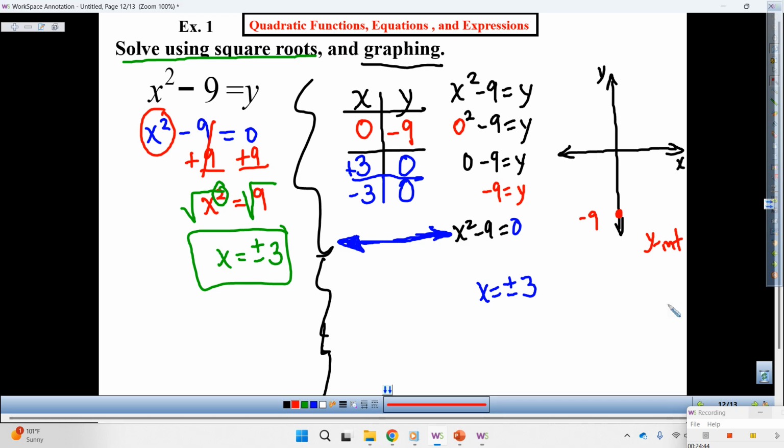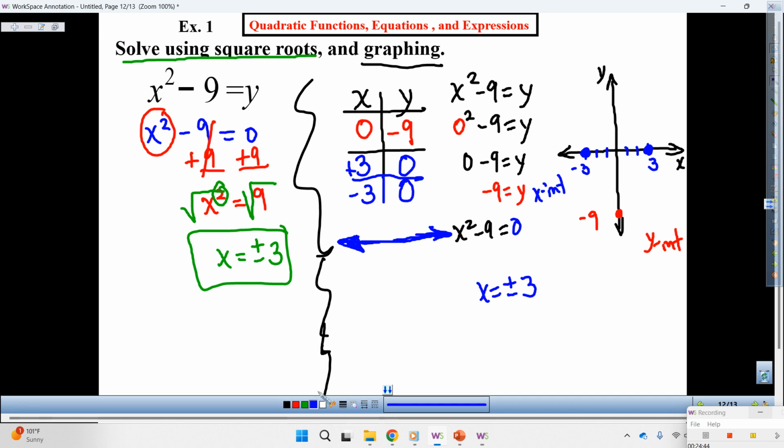Y-intercept. Why is it called the y-intercept, Mr. Q? That's where our graph is going to cross the y-axis. Let me put the other two points, 3, 0 and negative 3, 0. What are those called? These are my x-intercepts. That's where our graph crosses the x-axis.